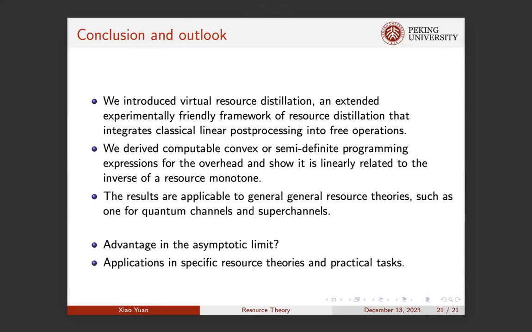There are many interesting future works. I just list two. One is that it is very interesting to see whether virtual distillation still has advantage in the asymptotic limit. Here we show that it has advantage in a single shot case, but if we have many copies of the state, whether the advantage is maintained is an interesting question. And also, how we can apply it to specific resource theories and consider practical applications in practical tasks is also very interesting to me.